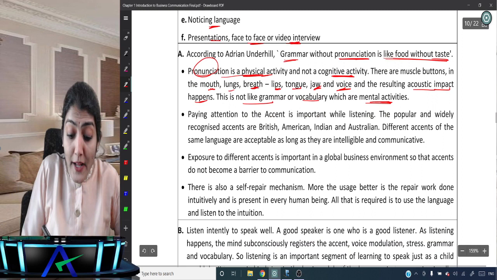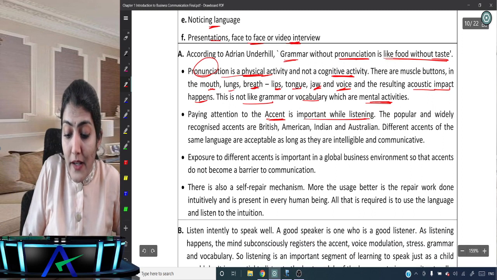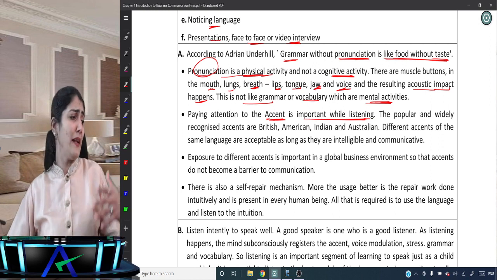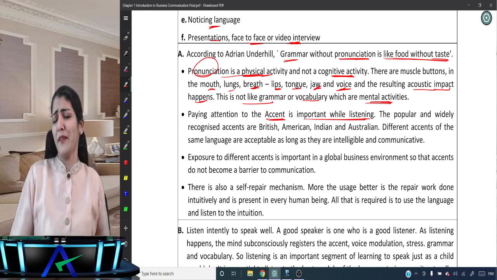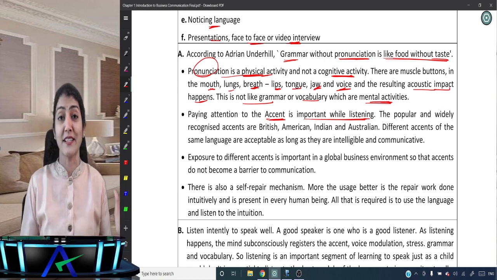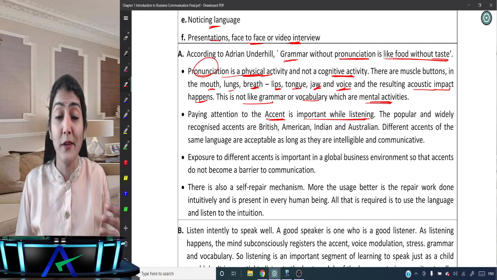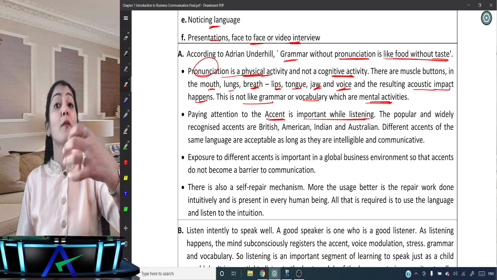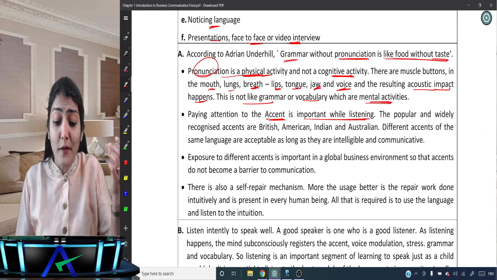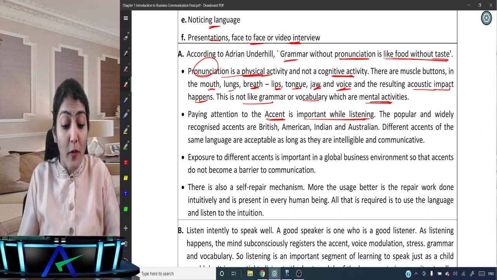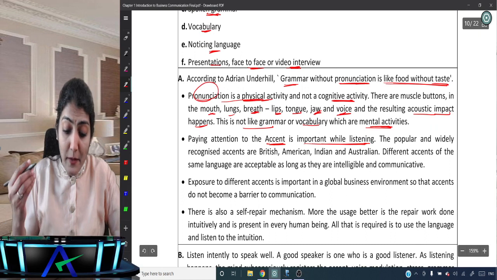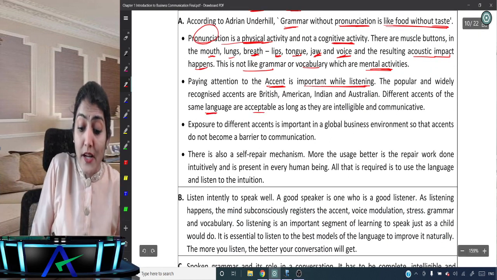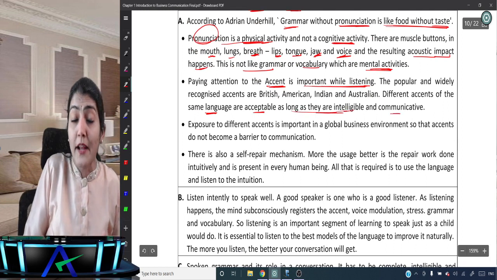Okay, now paying attention to the accent is important while listening. Like many who have come from abroad, for example Americans, we don't live like that, so that's a different accent which is being used for communication. So many times, though they are speaking English, that English is very difficult for you to follow. So accent is important while listening. The popular and widely recognized accents are British, American, Indian, and Australian. Different accents of the same language are acceptable as long as they are intelligible and communicative.